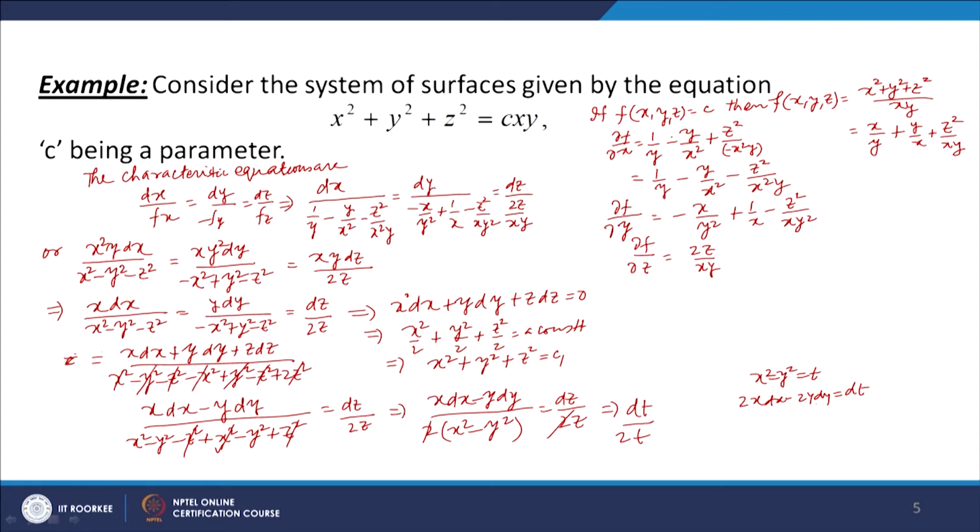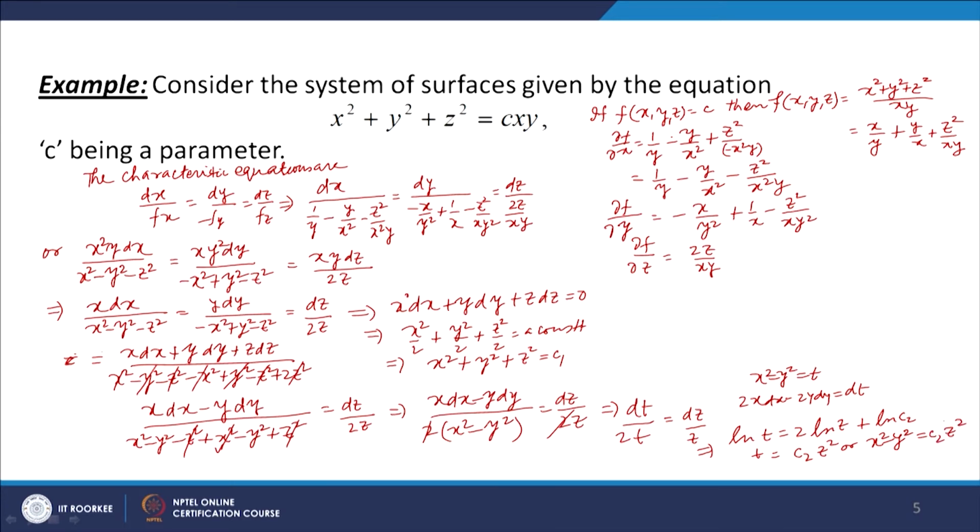x dx minus y dy is dt by 2, so dt by 2t equals dz by z. Or we can say ln t, multiplying the 2 here, is 2 ln z plus some constant ln c2, so t is equal to c2 z square, or x square minus y square is equal to some constant c2 times z square.